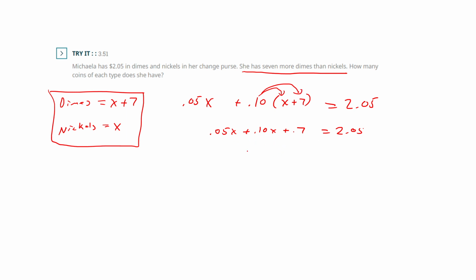We got to clean up our rooms. This is going to come together to make 0.15x. Use your calculator if you need to. That's a 0.7. Okay, now we want the factor puzzle, so I'm getting rid of the 0.7.